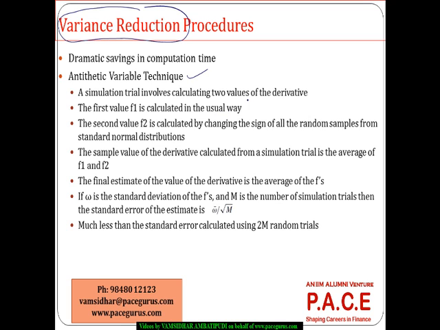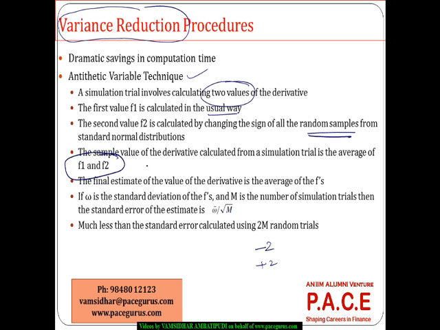So for every derivative I calculate two values. One, the usual way. Two, I change the sign of all the random samples. From the standard normal distribution, if there is a -2, I make it +2 and I simply compute it. And the value of the derivative is calculated as average of F1 and F2. So like this I generate for every pair.